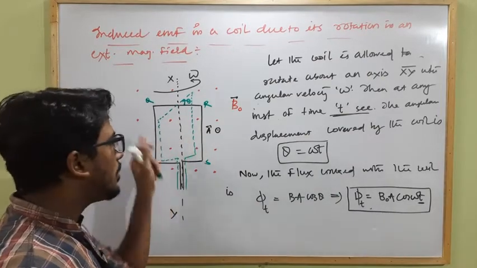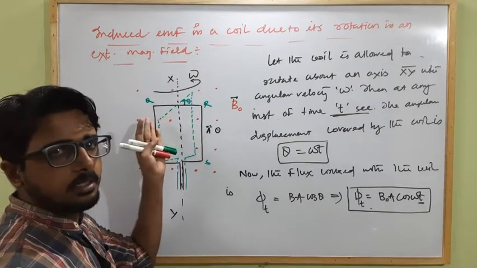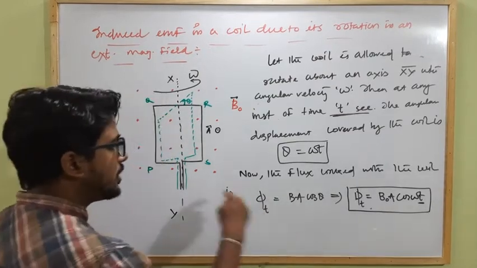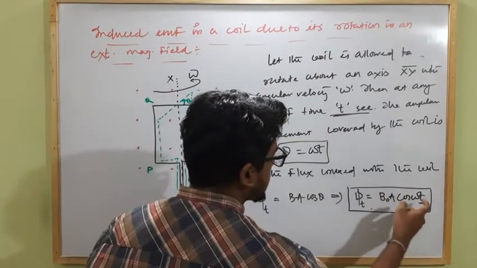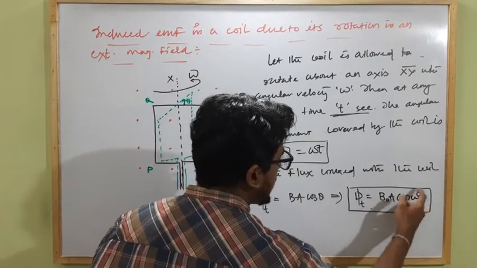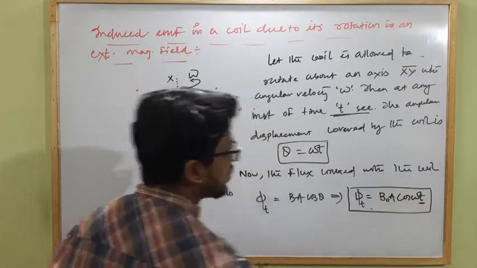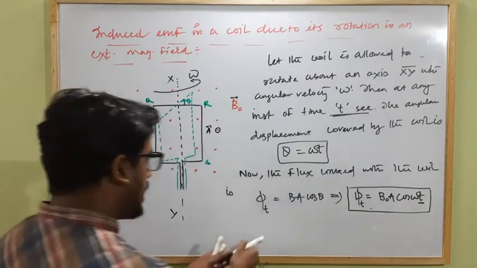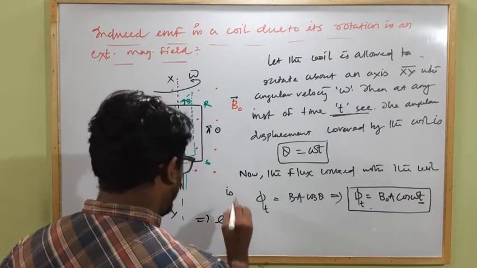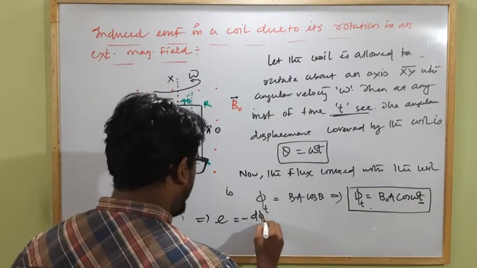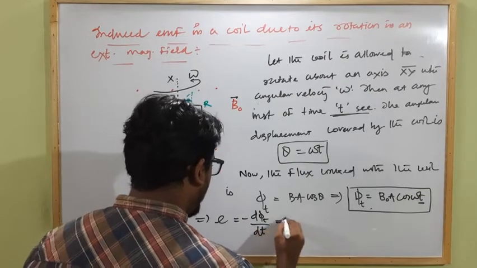That's why an EMF is induced within it according to Faraday's law of electromagnetic induction. So as the flux linked with the coil at any instant t is this much, and as we change the time, the instantaneous time, the flux linked with the coil will change. So the induced EMF E will be equal to minus d phi t by dt according to Faraday's law.